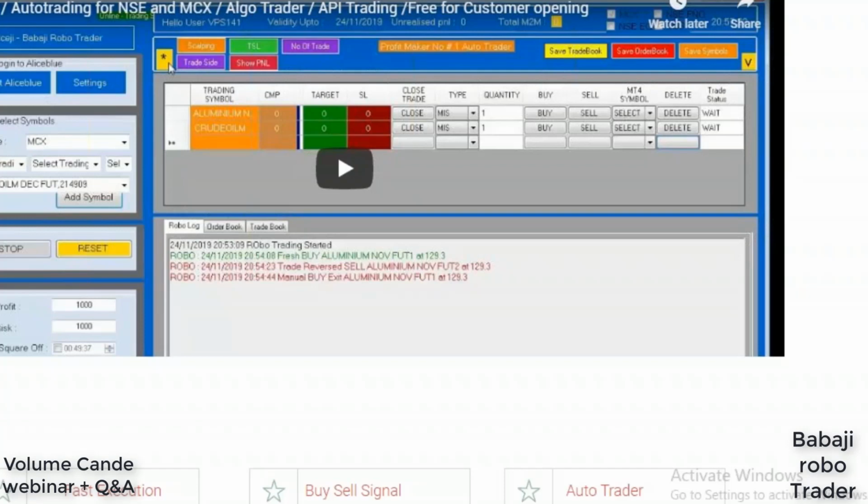Right now we have integrated only for the MIS and NRML systems. CO orders and BO orders will be available in future. This is completely different from the robo given by Alice Blue. This is our own self-made robo. We can trade up to about 50 symbols at a time. With the custom version, we are giving the strategy with it.